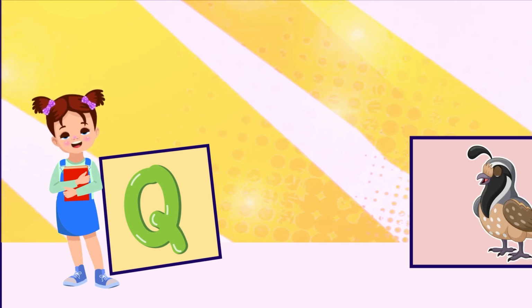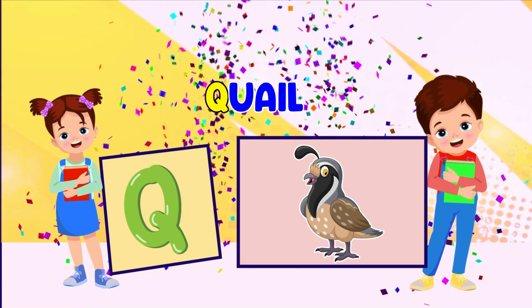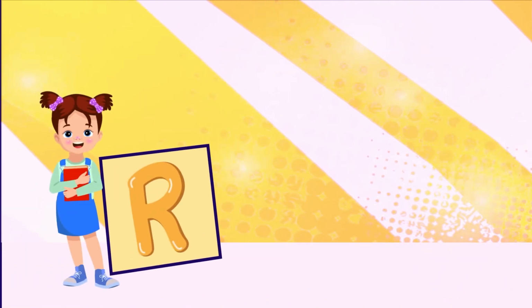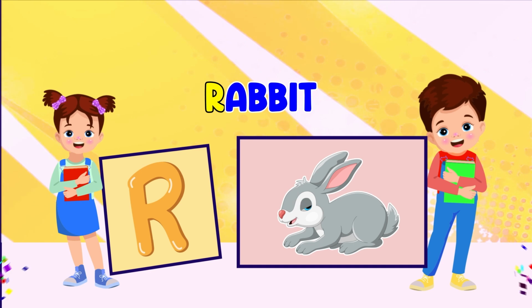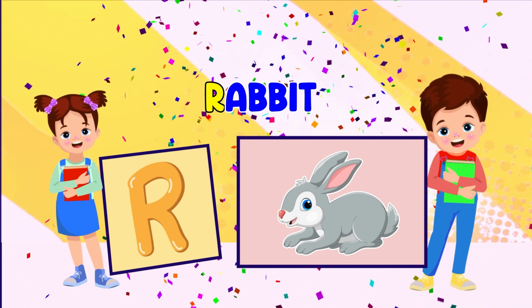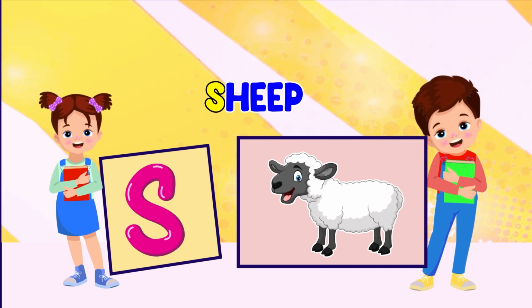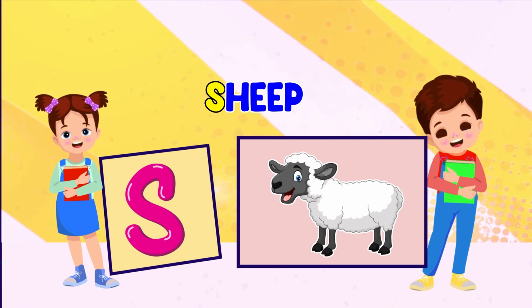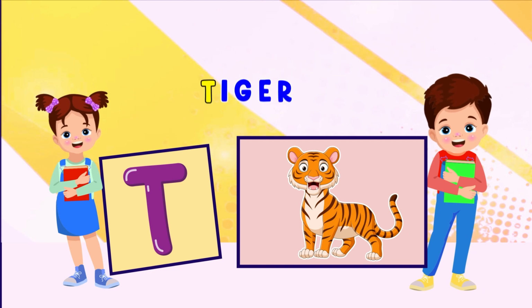Q is for rabbit. R is for rabbit. S is for sheep. T is for tiger.